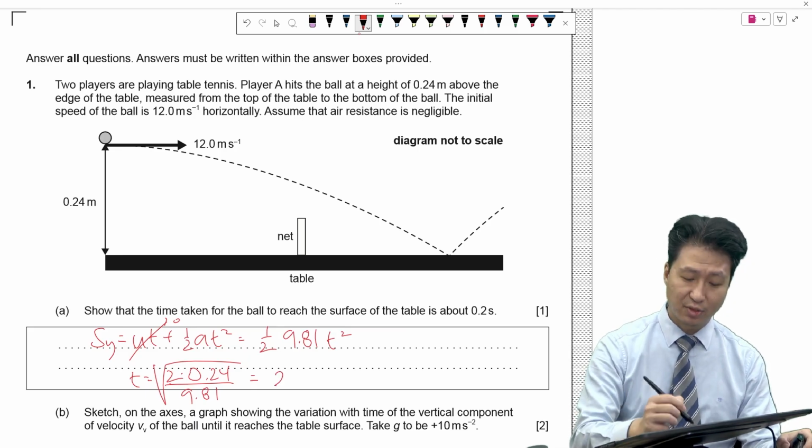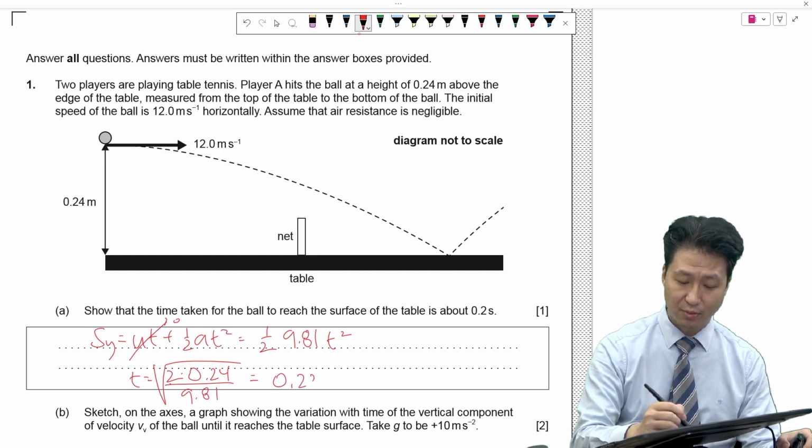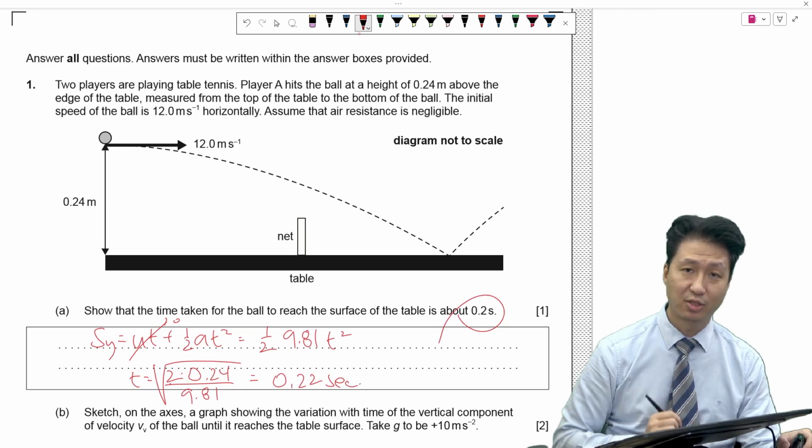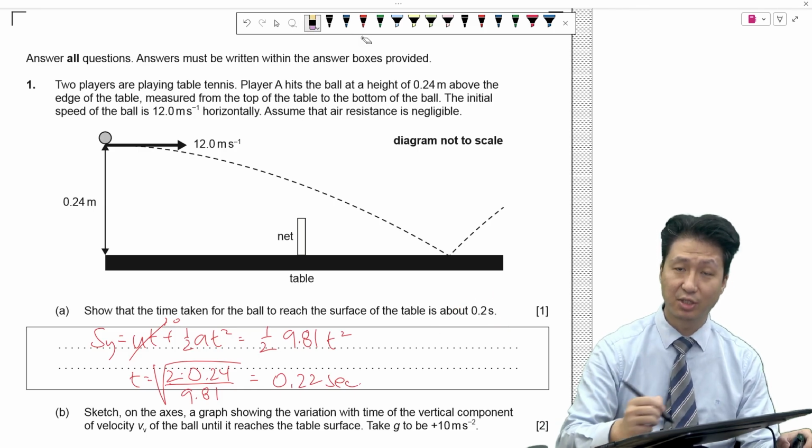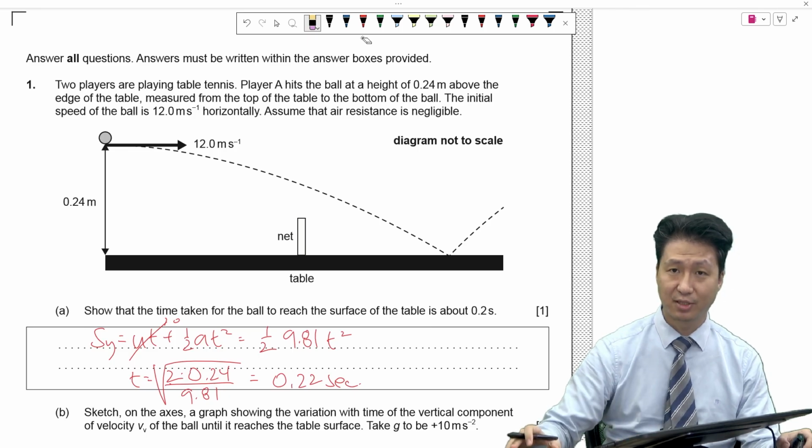This means if you use a calculator, you should get about 0.22 seconds, which is approximately 0.2 seconds with a precision of one significant figure more. So two significant figures.